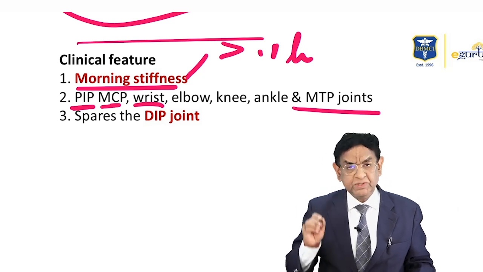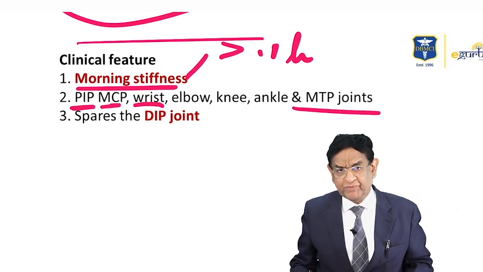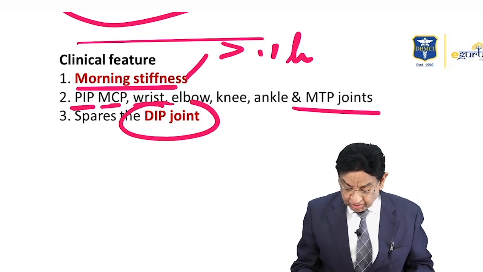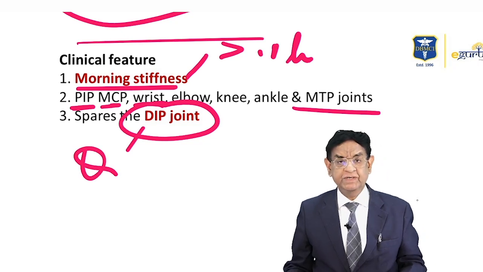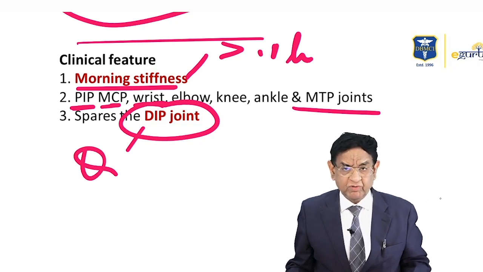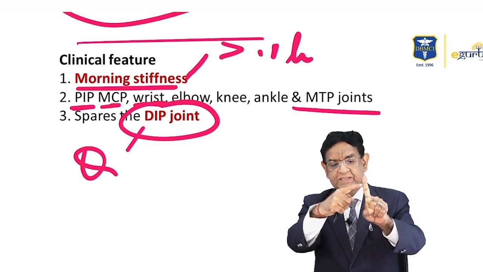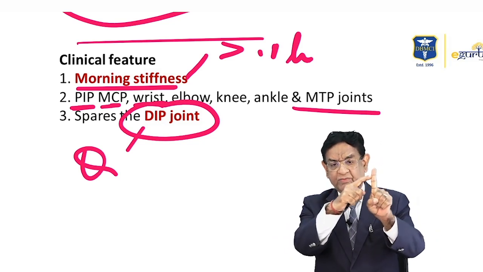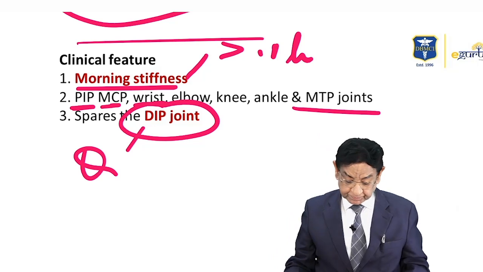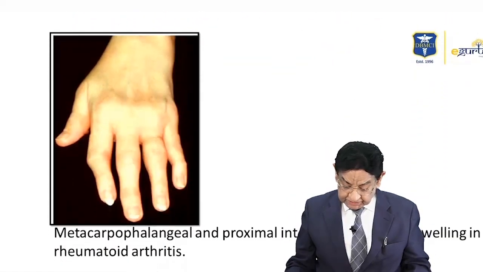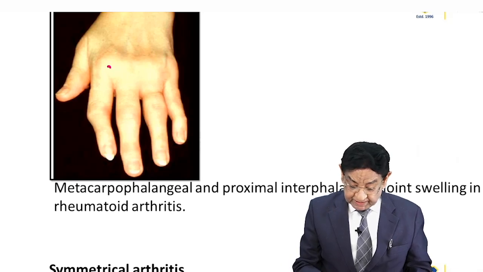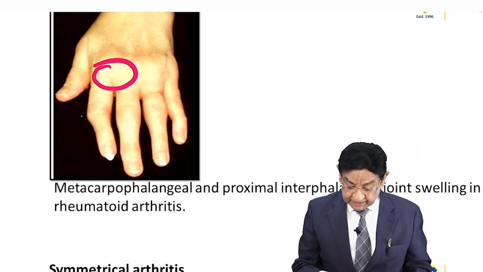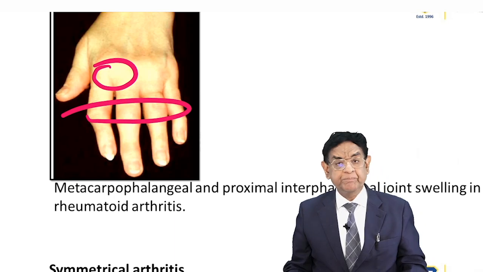But the classical question that you can't afford to forget: DIP is not involved. This is a very, very frequently asked question. One joint which is not involved is DIP. That means this DIP is not involved. Okay. So, same thing, a lovely picture, so that you remember you are getting swelling in the metacarpophalangeal joint and you are getting swelling in the PIP.